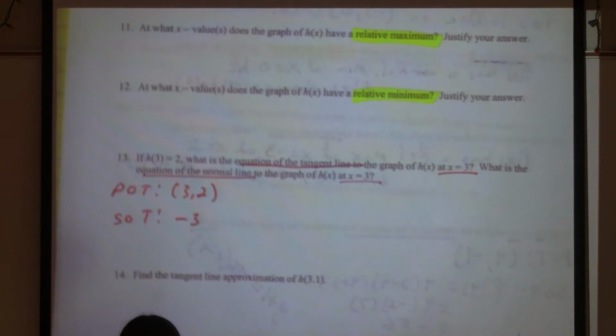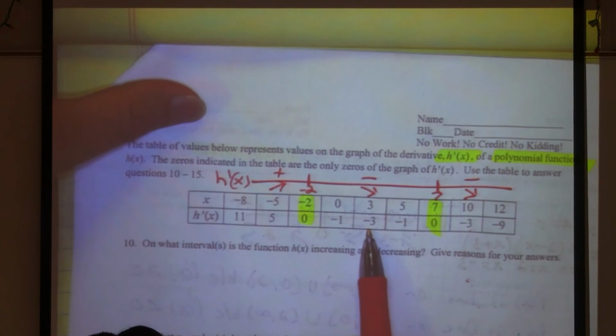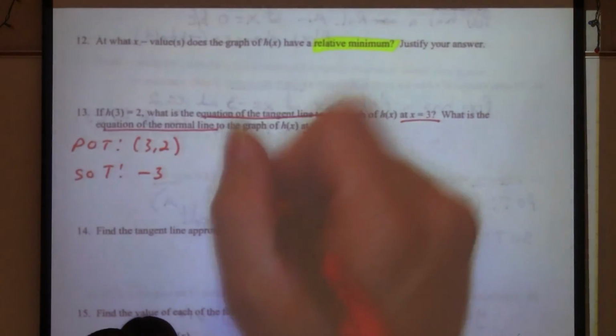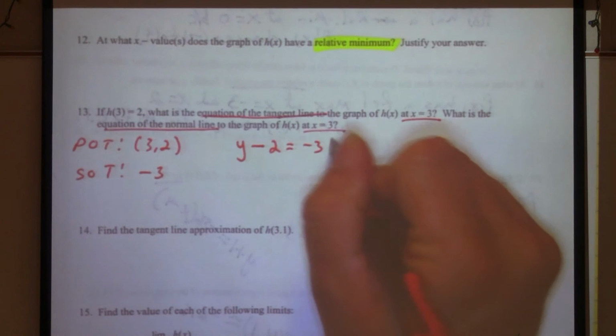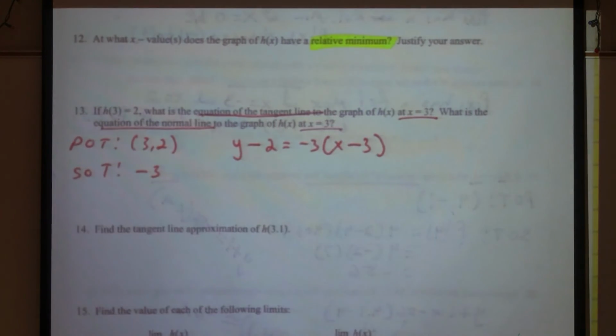How did you get that? The table, right? The table is giving me slopes. So I go to 3 and it tells me the slope is what? Negative 3. With me, Caitlin? So now I can write my equation. Y minus 2 equals negative 3 times x minus 3. Easy?